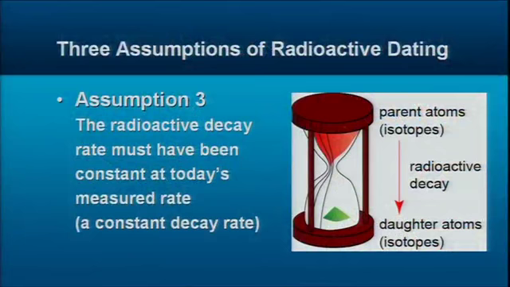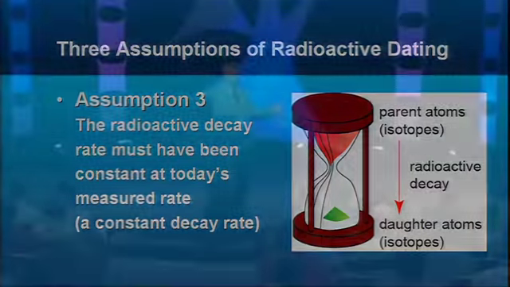And thirdly, obviously, you have to know the rate of radioactive decay. It must have always been constant at today's measured rate. Now, the scientists have only been measuring radioactive decay for the last 100 or so years. It was only discovered just over 100 years ago. And so they've taken 100 years of measurements and assumed that those decay rates have been constant for millions and millions and billions of years. That's an enormous extrapolation of 5 orders of magnitude.